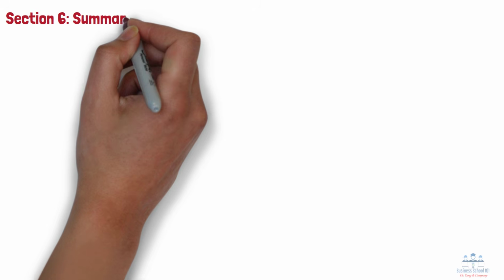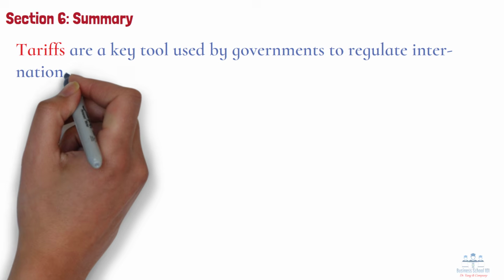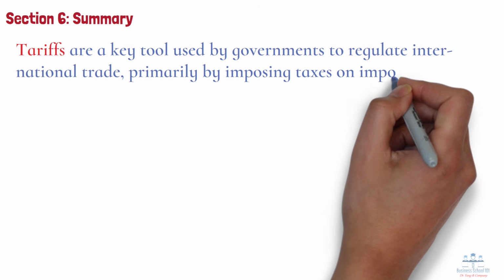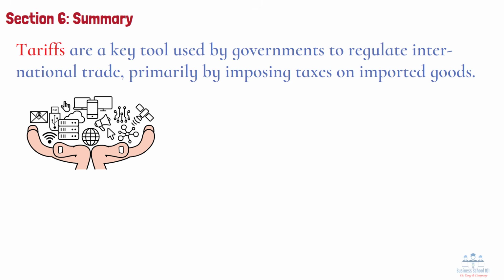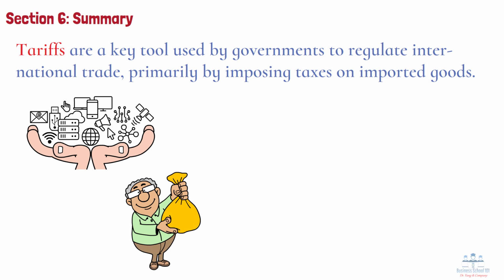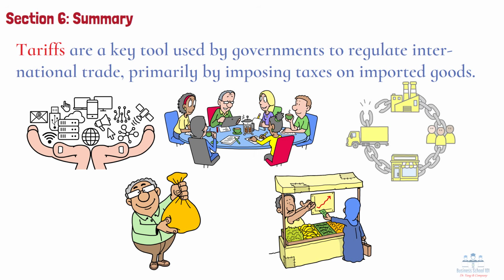Section 6, Summary. To sum up, tariffs are a key tool used by governments to regulate international trade, primarily by imposing taxes on imported goods. They serve important functions, such as protecting domestic industries and generating government revenue, while also playing a role in global trade negotiations. However, tariffs can also result in higher prices for consumers and disrupt global supply chains. Understanding tariffs is essential to comprehending the complexities of international trade and how countries balance protectionism with economic growth on the global stage.